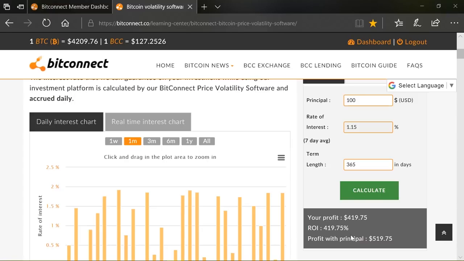So your return on investment would be 419.75%. Your profit with your principal back, which you will get within those days, is $519.75. So for a $100 investment, based on the history of the last week, in a year's time you will have made, with principal, $519. That's a 519% return on investment. You can't get that at a bank.